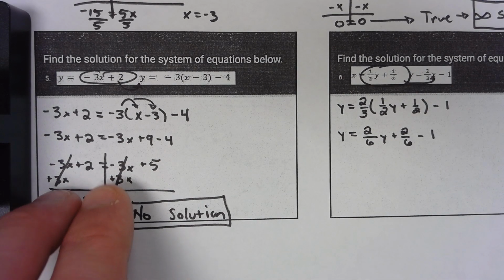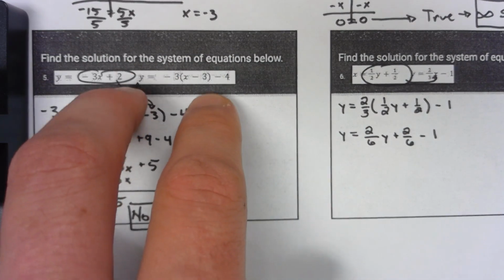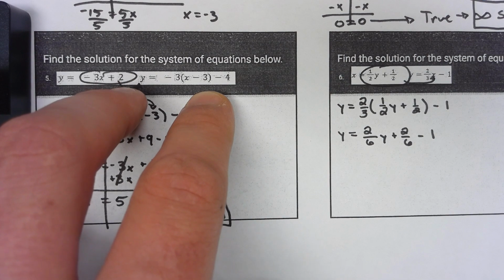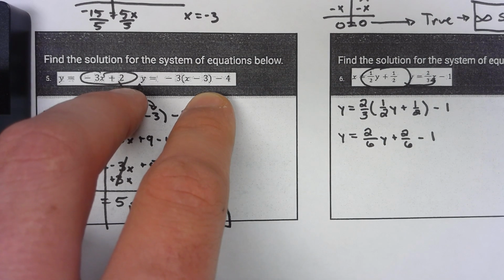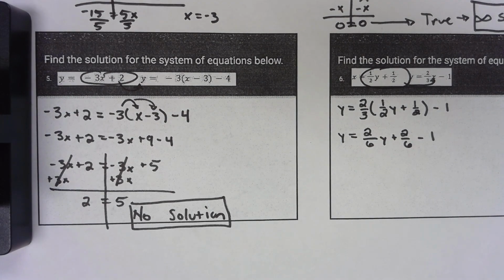Can we see that right here? Could I maybe see it even before I start the problem? What's the slope of both those lines? Negative 3. So couldn't we look at this right away and decide they're parallel before we even start? Yes, you can.